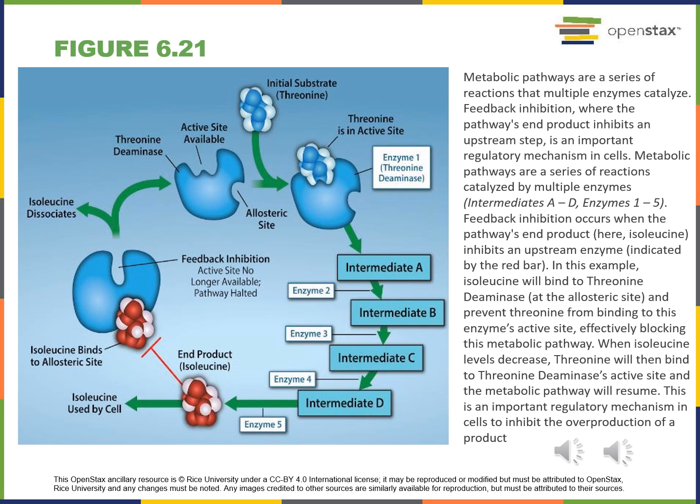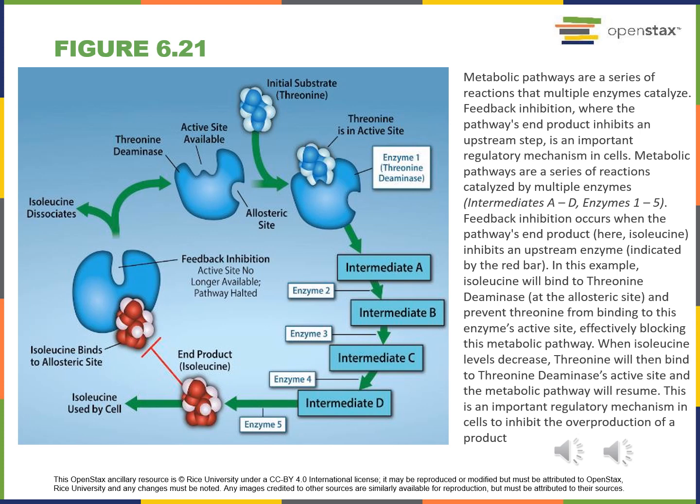Figure 6.21. Metabolic pathways are a series of reactions that multiple enzymes catalyze. Feedback inhibition, where the pathway's end product inhibits an upstream step, is an important regulatory mechanism in cells. Metabolic pathways are a series of reactions catalyzed by multiple enzymes, see intermediates A through D, and enzymes 1 through 5. Feedback inhibition occurs when the pathway's end product, here, isoleucine, inhibits an upstream enzyme, indicated by the red bar.